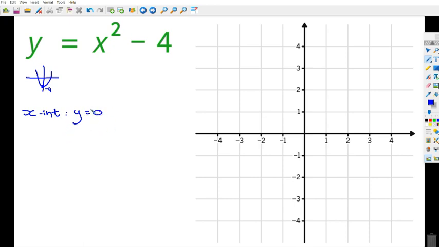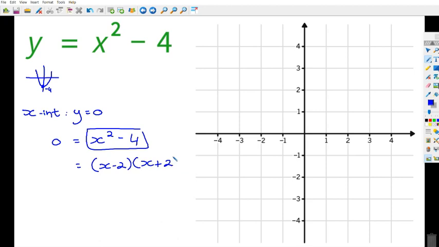If y is 0, I'm going to substitute: 0 equals x squared minus 4. I know that that is a difference of two squares, always. So I've got (x minus 2)(x plus 2) equals 0. That means x minus 2 is equal to 0, or x plus 2 is equal to 0. x is equal to 2, x is equal to negative 2, my bad. So 2 or negative 2.